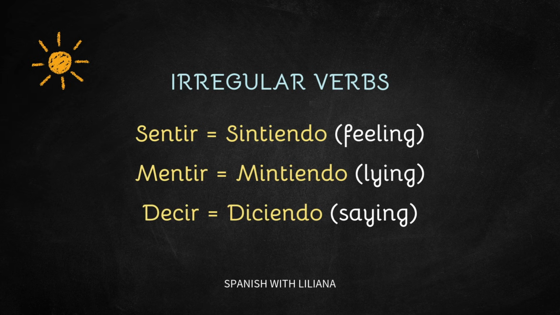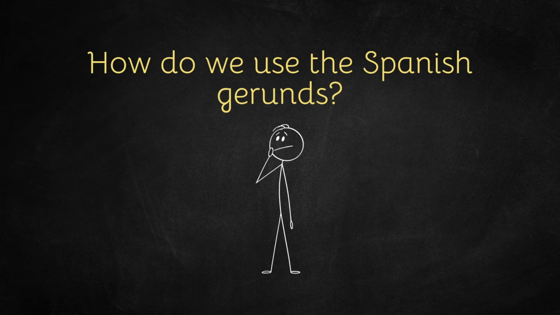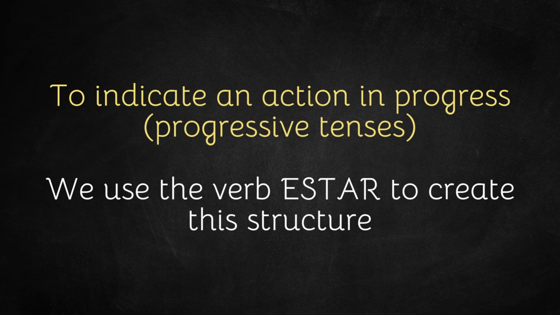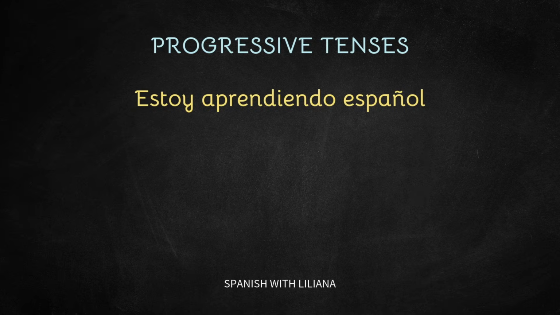Decir, to say. It becomes diciendo, saying. All right, now that you've seen some examples of these verbs, how do we use them? The first and main way, similar to English, is to indicate an action in progress, so the progressive tenses. For this structure, we have to use the verb estar to form the different progressive tenses. In the present, for example, we could say, estoy aprendiendo español. I am learning Spanish.